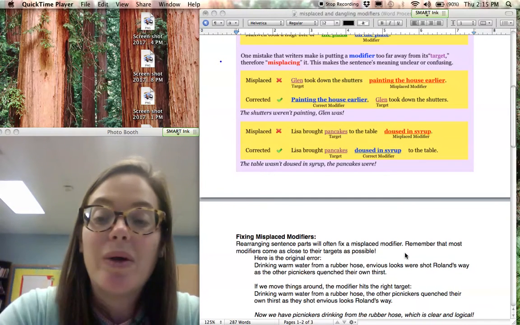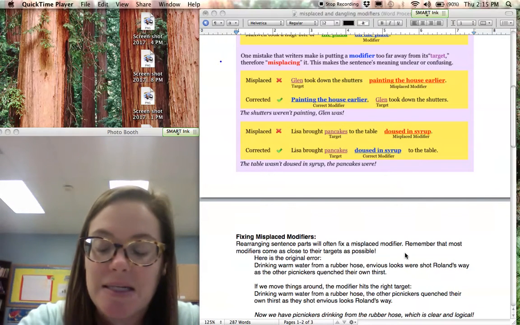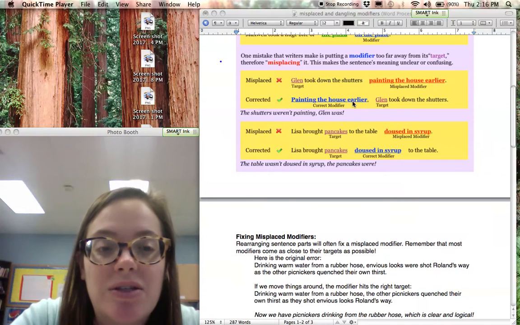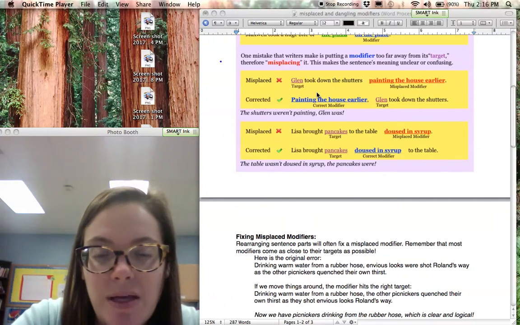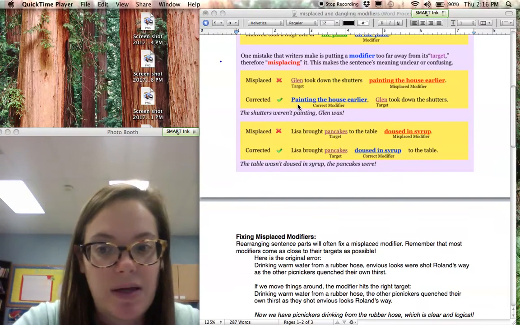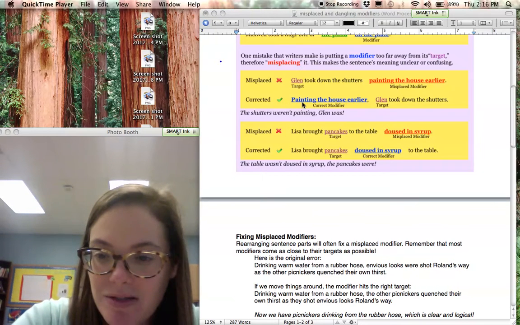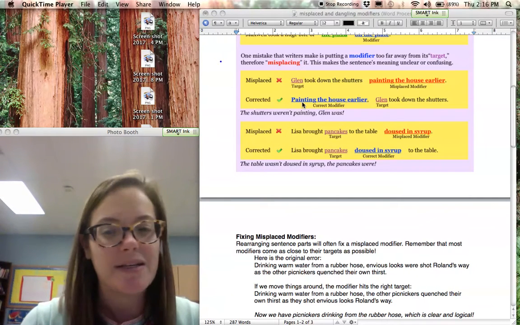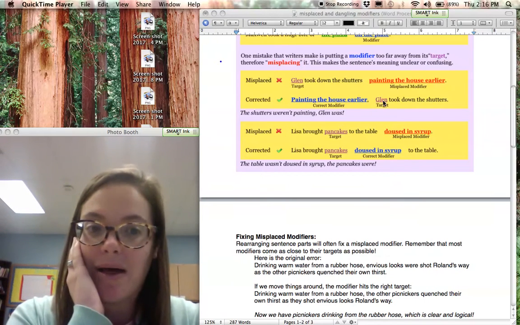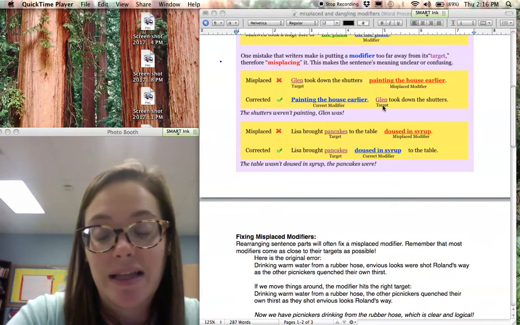Whenever we put a modifier too far away from the word it's modifying, it makes the sentence unclear or confusing. We can see an example here. Glenn took down the shutters painting the house earlier. The way this is written right now, it sounds like the shutters were painting the house, not like Glenn was. We can figure out what the sentence means using common sense, but it's not the clearest way to write it. So the best way would be to say, painting the house earlier, comma, Glenn took down the shutters. This time, I have the correct modifier right next to my target, Glenn.